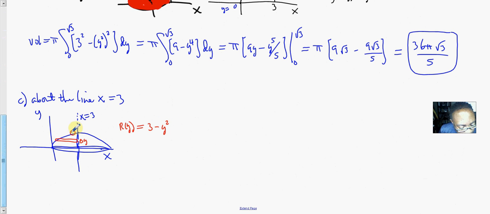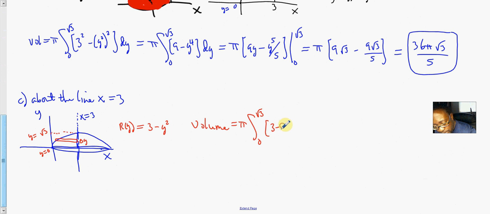And again, this is going out from y equal to 0 to y equal to the square root of 3. So the volume is pi times the integral from 0 to the square root of 3 of the radius to be squared. This is 3 minus y squared to be squared dy. So this is pi times the integral. Simplify that from 0 to the square root of 3.